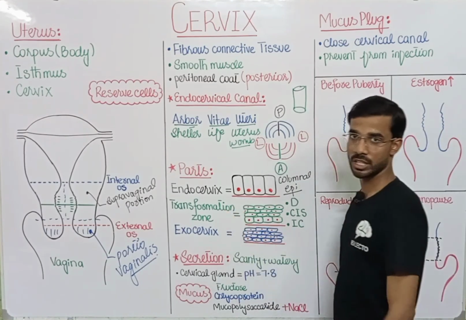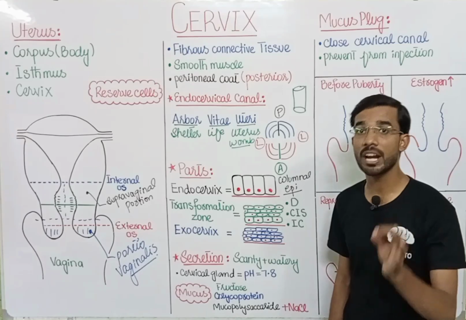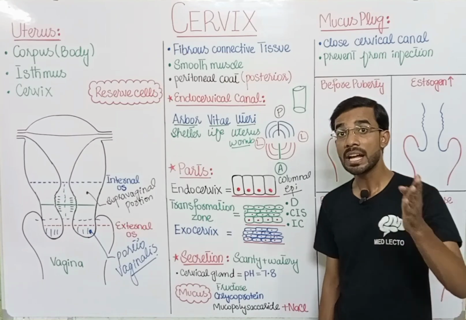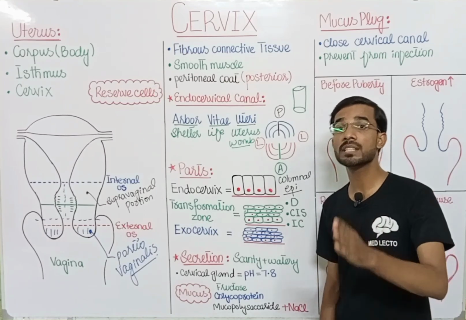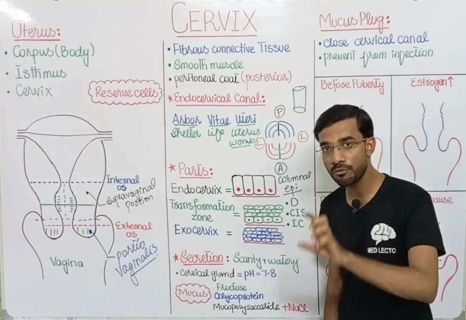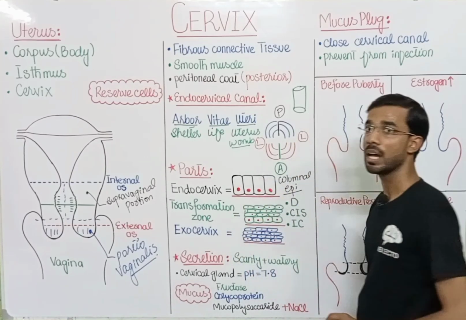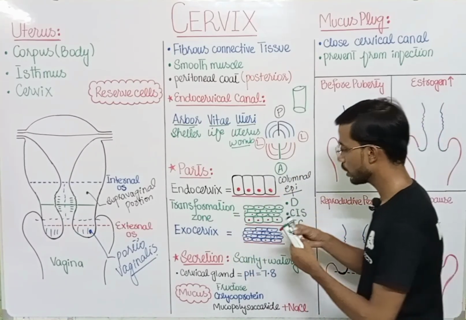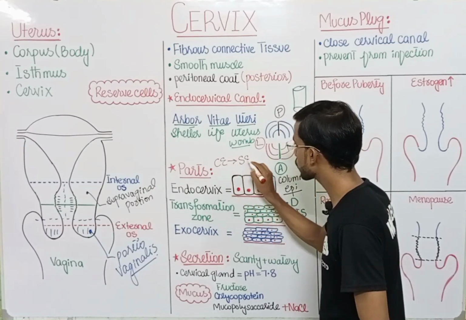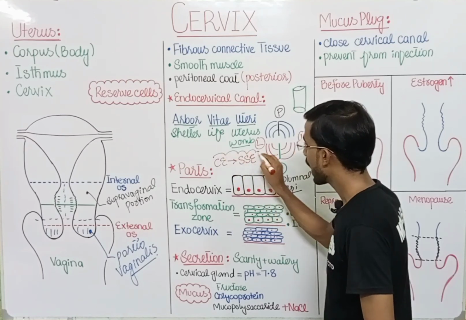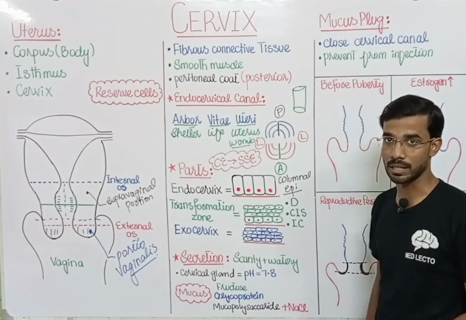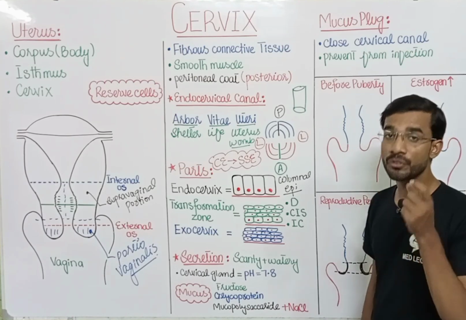Next is the transformation zone. In the transformation zone, you will see the stratified squamous epithelium. But keep one thing in mind: the stratified squamous epithelium comes from the columnar epithelium. It means the columnar epithelium changes into the stratified squamous epithelium in the transformation zone. This is very important. The transformation zone is not always present. It appears in just a few conditions.